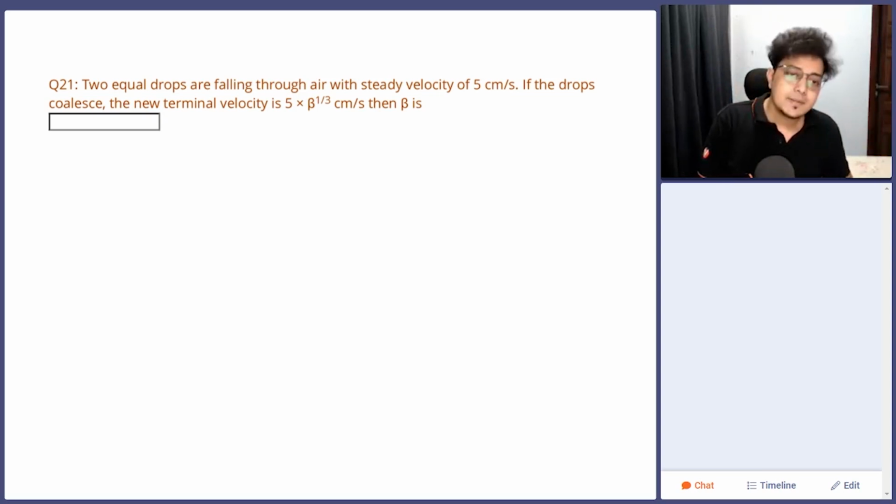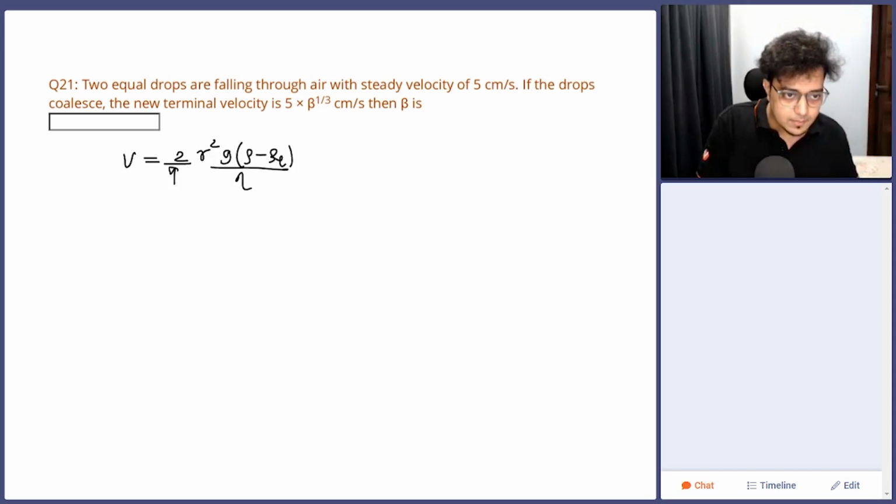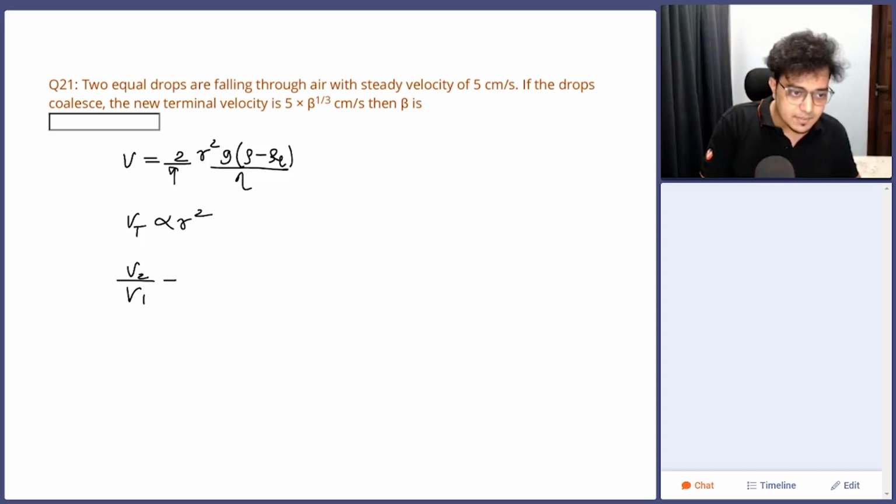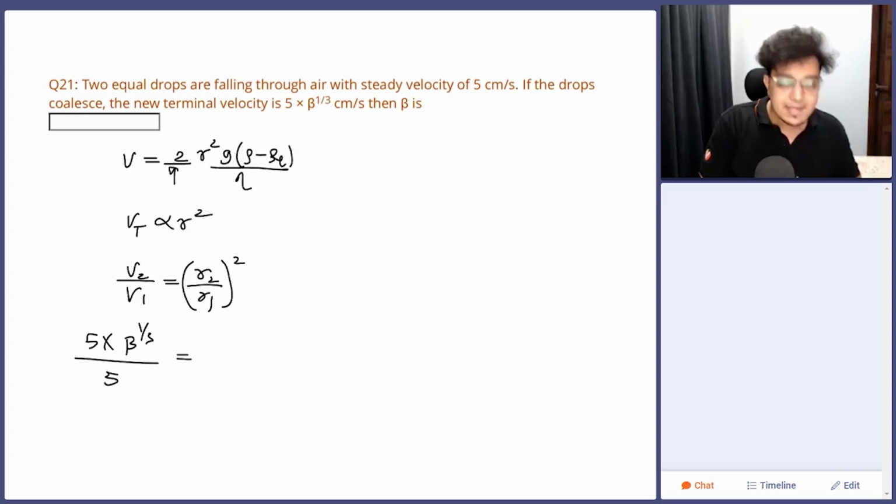Beta equal to. So we know that the terminal velocity formula is 2 by 9 r square g (rho minus rho L) upon eta. So your terminal velocity is proportional to radius square, right? So terminal velocity in the second case divided by first case equal to R2 by R1 the whole square. In the second case, terminal velocity is 5 into beta raised to 1 by 3. And in the first case, it is just 5. Radius in the second case.